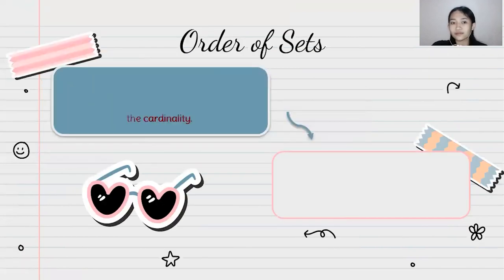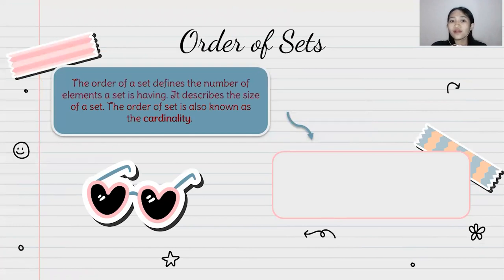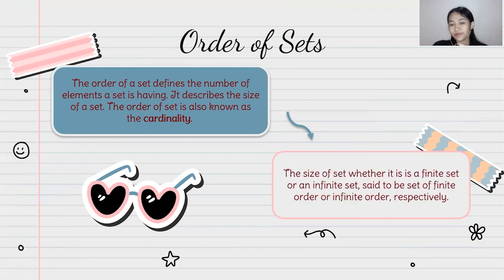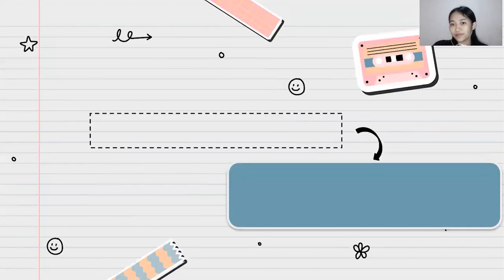Order of set. The order of a set defines the number of elements a set has. It describes the size of a set. The order of a set is also known as the cardinality. The size of a set, whether it is a finite set or an infinite set, is said to be of finite order or infinite order, respectively.